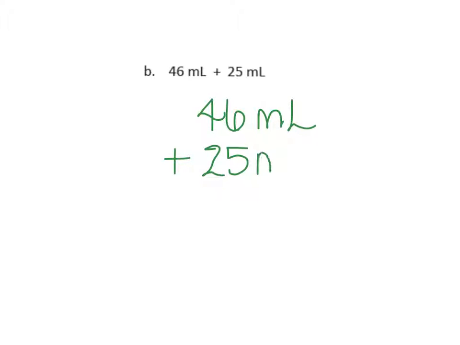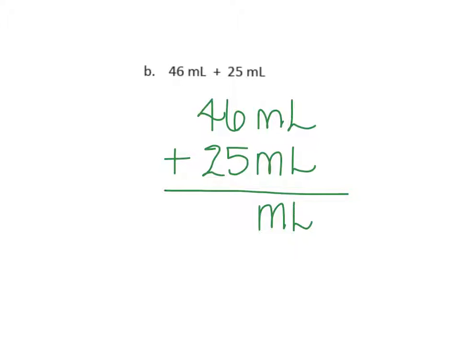Let's take a look at letter B. We have 46 milliliters plus 25 milliliters. Our first step is to stack them up, which means to write them vertically so they're up and down, making sure that the ones are on top of the ones and the tens are on top of the tens. Go ahead and solve this problem. Don't forget your label and start at the ones place. Pause the video while you work and replay when you are ready.